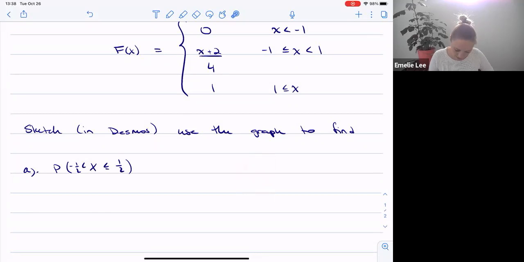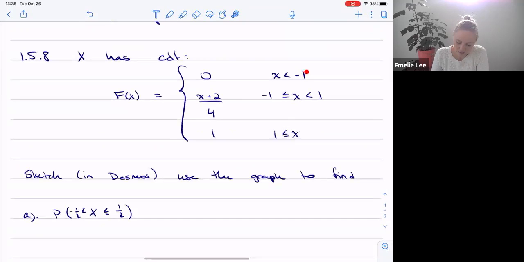So what do we have? Well, if X is less than -1, it's 0, right? And so, okay, up to -1, it's just a flat line at 0. And then between -1 and 1, it's going to behave like X plus 2 over 4. Okay. And then after 1, it's just going to be at 1.